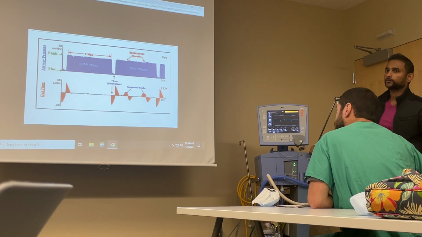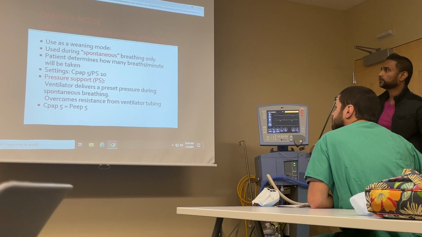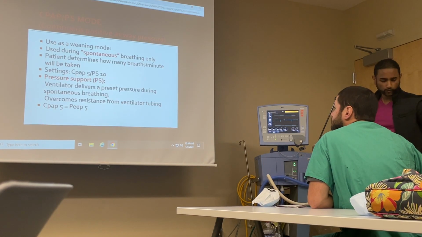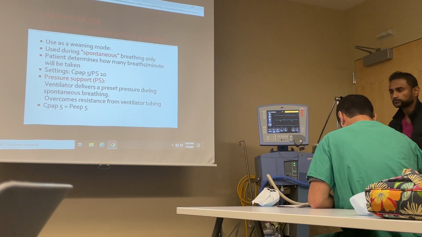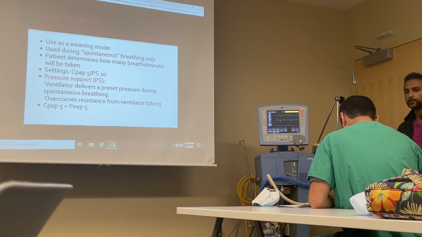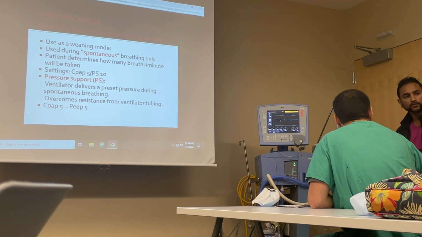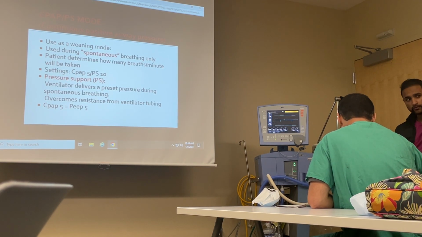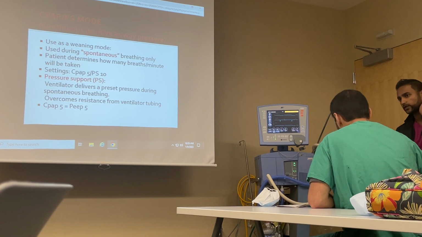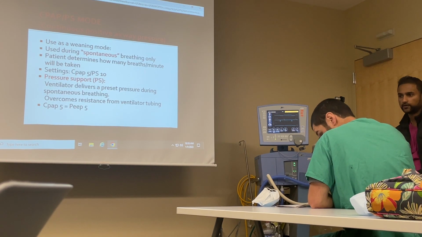Next one. Okay, let's talk about CPAP mode. What's your understanding of CPAP? When someone tells you, go ahead and put this patient on a spontaneous breathing trial, what does that mean? Exactly. When they say spontaneous breathing trial, you're thinking CPAP, right? Usually 10/5 standard. True weaning, then you're at 5/5, and you can extubate after that.